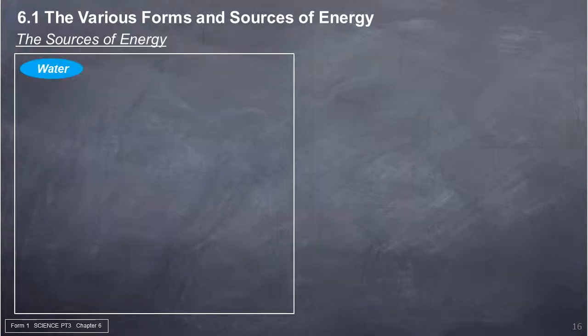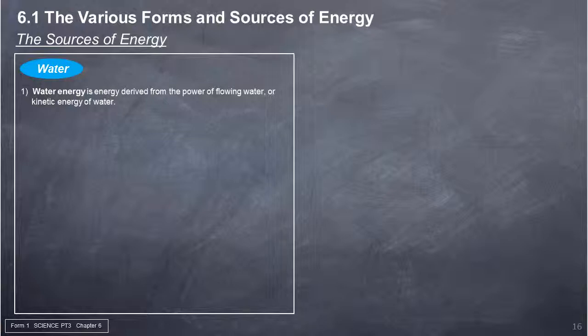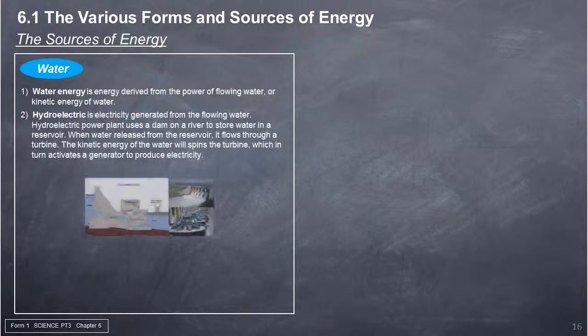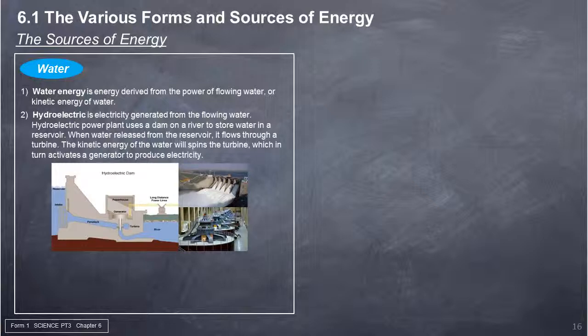Water. 1. Water energy is energy derived from the power of flowing water, or kinetic energy of water. 2. Hydroelectric is electricity generated from the flowing water. A hydroelectric power plant uses a dam on a river to store water in a reservoir. When water is released from the reservoir, it flows through a turbine. The kinetic energy of the water will spin the turbine, which in turn activates a generator to produce electricity.